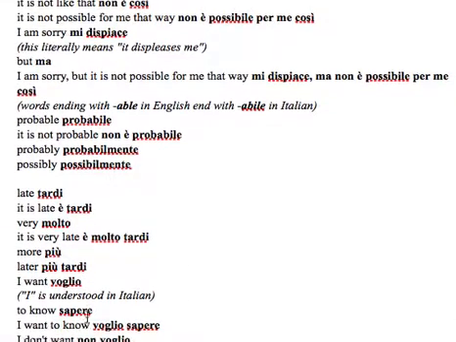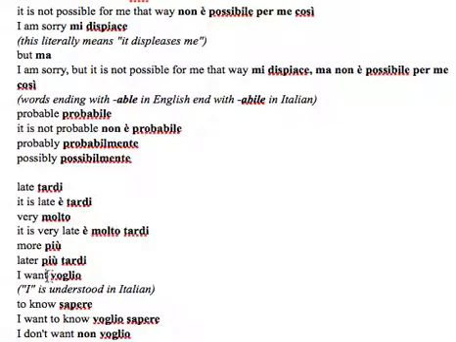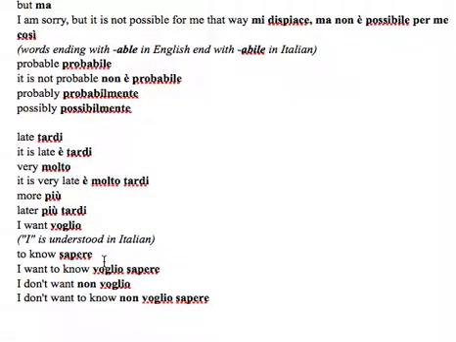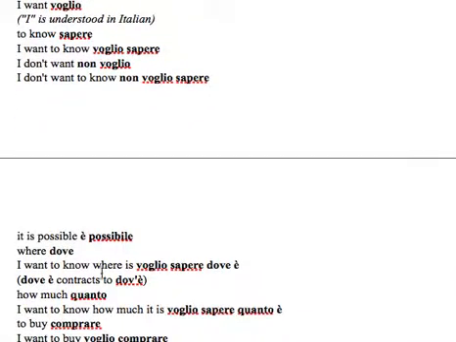But here for the time being, voglio. And we don't have the personal pronoun. We're not going to say io voglio, no. The ending is already specifying the subject, okay? We don't need to emphasize. I want to know, voglio sapere. I don't want, non voglio. I don't want to know, non voglio sapere. So we come back to what we did before.